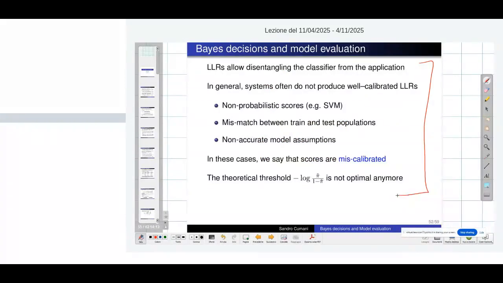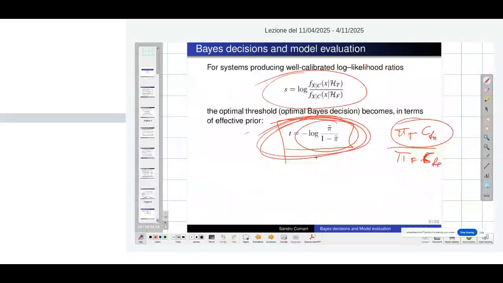Now we will see models where the classifier itself gives us a score which does not have this probabilistic interpretation, which means that the threshold that we just defined does not lead to optimal decisions anymore. We say in this case that the scores are miscalibrated, which means that if we were to use the theoretical threshold that we know is optimal for log likelihood ratios, we would actually end up with a cost that is typically much higher, because the score itself does not behave properly, so it does not give me the correct solution when I use the theoretical threshold.